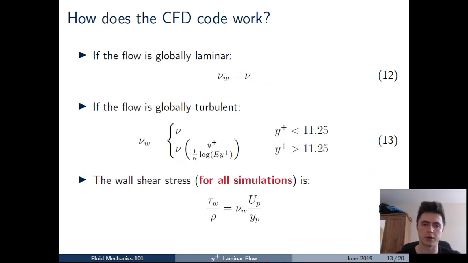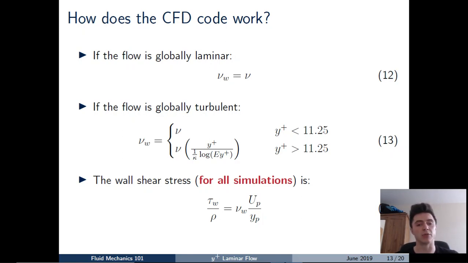But what if the flow is turbulent? If the flow is globally turbulent, we use equation 13 there to specify the wall kinematic viscosity on each of the boundary faces. The way we do that is that if the y plus value is less than 11.25, then we assume that the flow is going to take the viscous sublayer solution, and we assign the near wall kinematic viscosity the kinematic viscosity of the fluid. Now, if the value of y plus is greater than 11.25, what we have to do is artificially increase the value of the near wall kinematic viscosity, so that the product of the near wall kinematic viscosity and the velocity gradient will give us the correct wall shear stress.